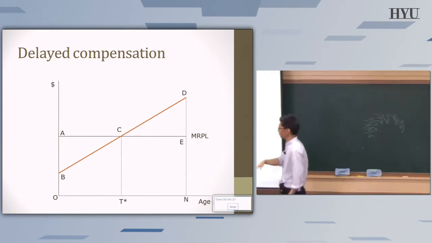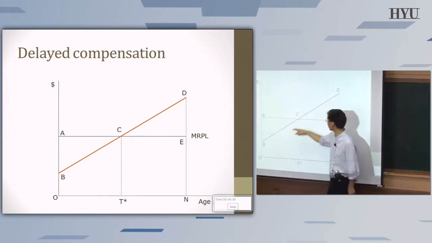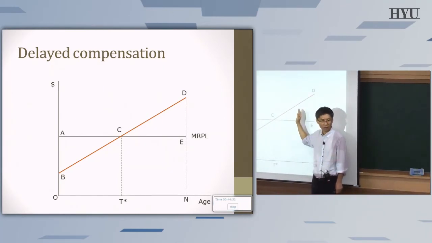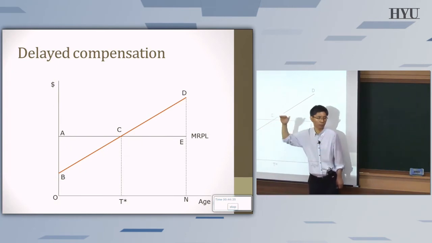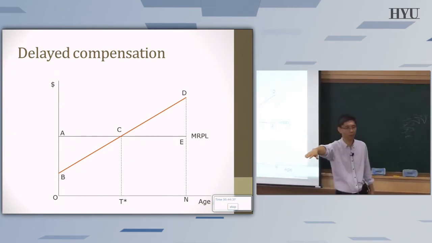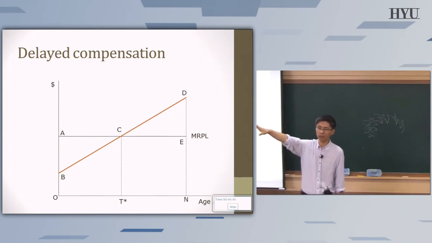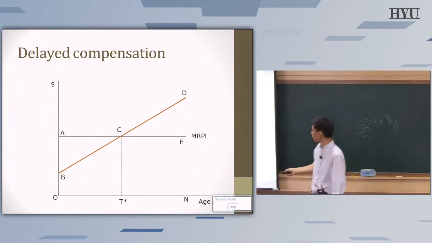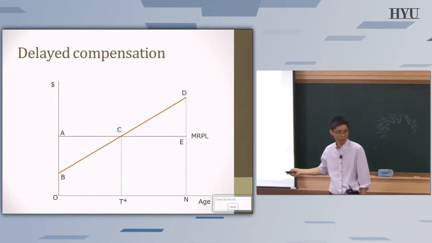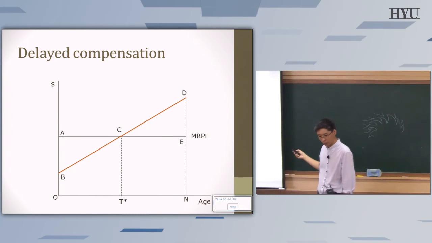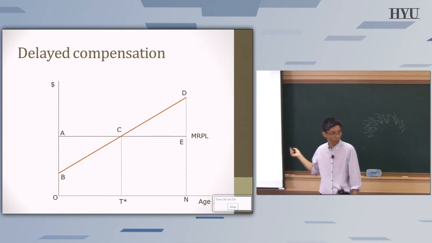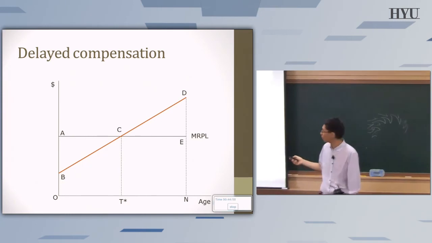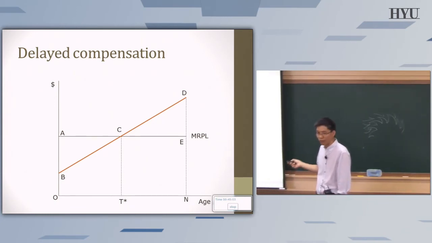From the company's point of view, if this triangle is the same as this triangle, for them it's actually indifferent whether they pay the MRPL or they pay less first and pay higher later. As long as this whole area is the same, it doesn't matter from the company's point of view. But it matters to employees because at first you will be paid less, but you know that you will be paid more later. So you have to stay in this company as long as you can.